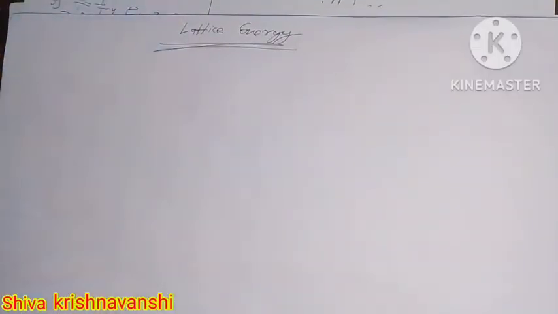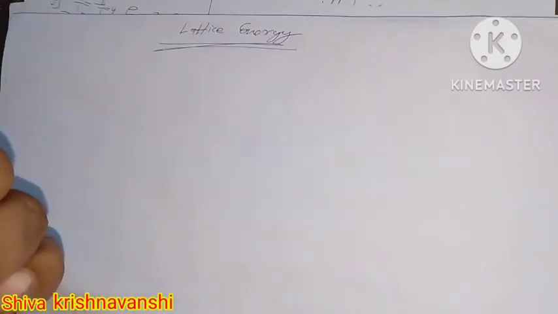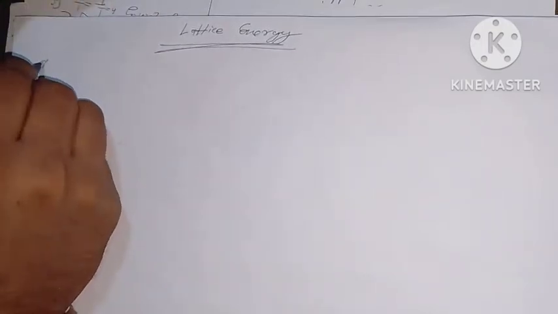Lattice energy. My dear students, today we will be talking about lattice energy, okay? What is lattice energy in chemistry? Lattice energy is generally defined as the energy released in the formation of 1 mole of an ionic solid from its gaseous ions, okay?